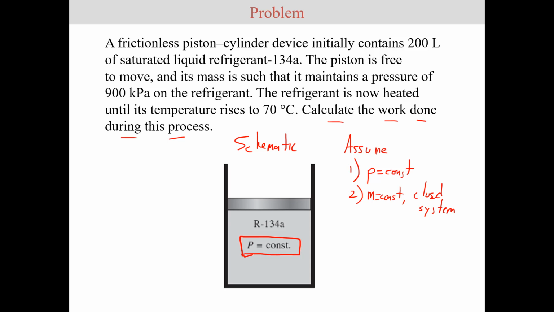So if we're going to go through the steps to find the work, this is a constant pressure work process, so work is equal to the pressure times change in volume for constant pressure. I need to know the pressure, which I know is 900 kilopascals, but I need to know the change in volume. I don't know that.